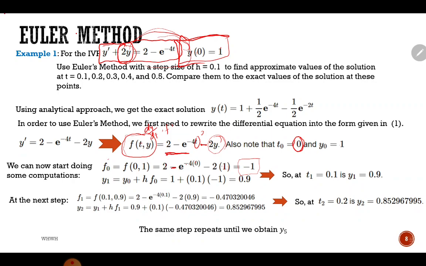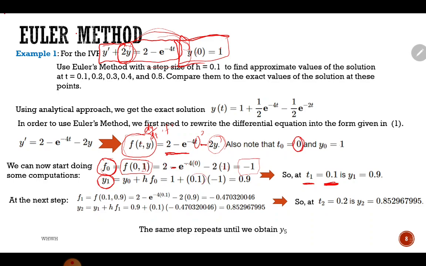That is our f0. Okay, jangan confuse f0 dengan y1 ni. f0 ni adalah derivative, the derivative at t equals to 0, y equals to 1. Then now you can find the value y1. Okay, y1 ni is at t1 equals to 0.1. Kenapa at t1 equals to 0.1?